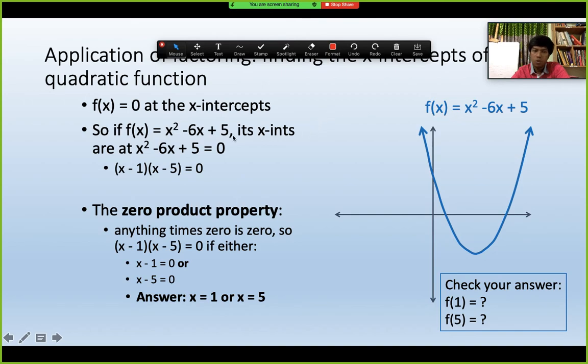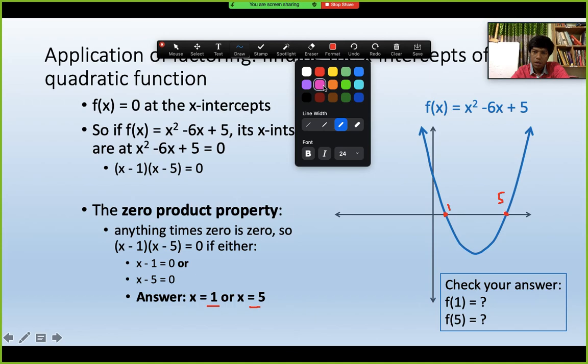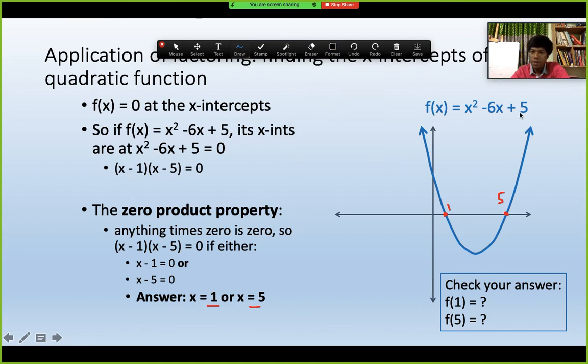Okay, so where does it help? It helps us to identify the x-intercepts. This x-intercept is 1 and this will be the 5. This x-intercept, this one and this one. And then we said that the y-intercept is also 5 here. This is the y-intercept. 5 is here. How do you get this y-intercept 5? If you put x equals to 0.